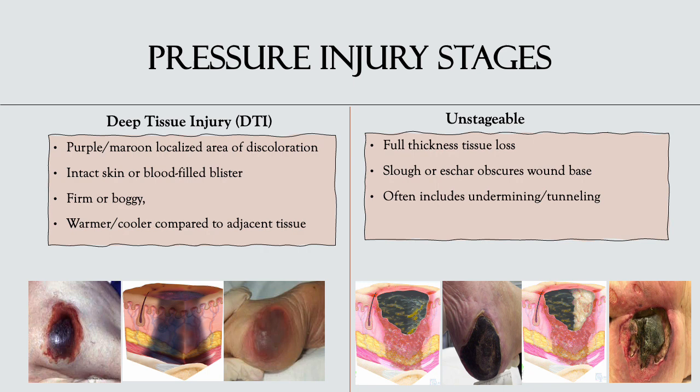Deep tissue injury: a purple or maroon localized area of discoloration. Skin is intact or there is a blood-filled blister. It's firm and boggy, warmer or cooler compared to the adjacent tissue. Unstageable pressure injuries include full thickness loss. Slough or eschar obscures the base of the wound, and it often includes undermining or tunneling.